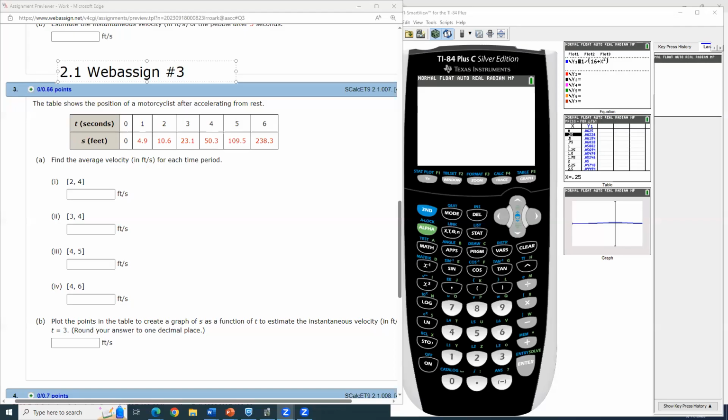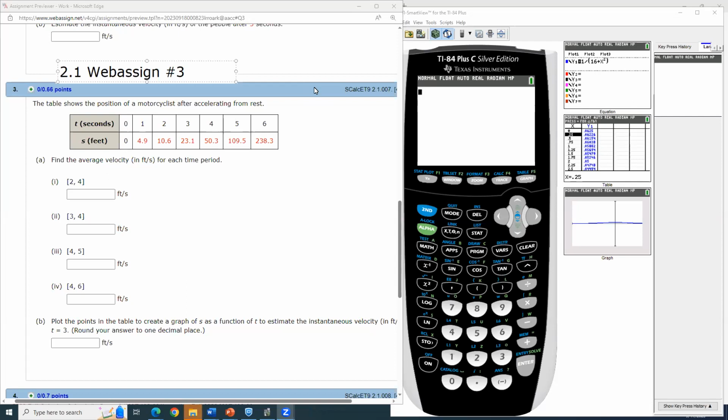Hi again, class. Okay, so I wanted to make a video regarding one of the WebAssign questions for 2.1. This section, I know, sometimes throws people off guard because it's just like, what are we doing here? And there are some things you can do to help when you are solving these problems, especially with the graphing calculator.